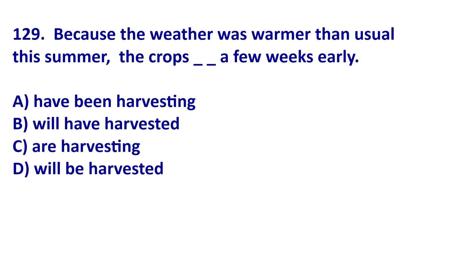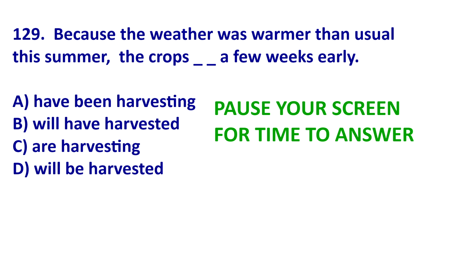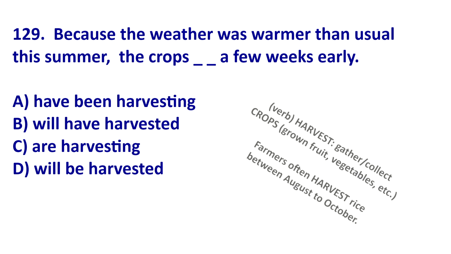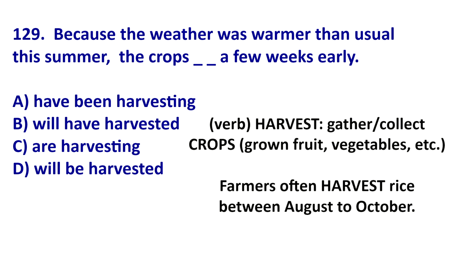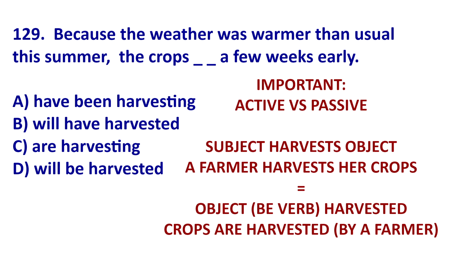Let's go to 129. First of all, harvest is a verb which means to pick the crop. They will probably sell these. So crops are vegetables, wheat, rice. These are crops. A farmer harvests the crops.